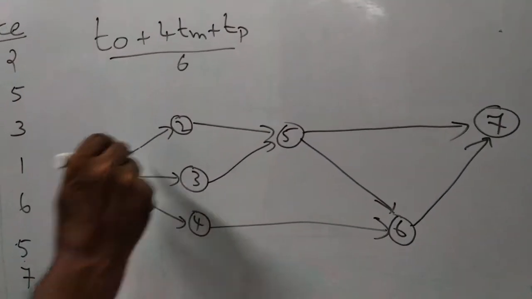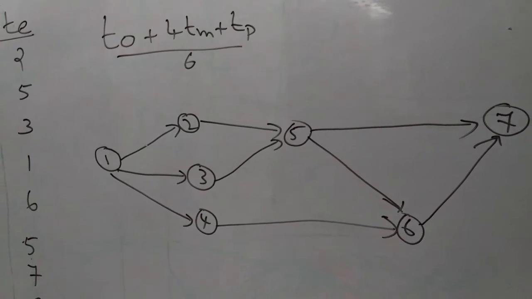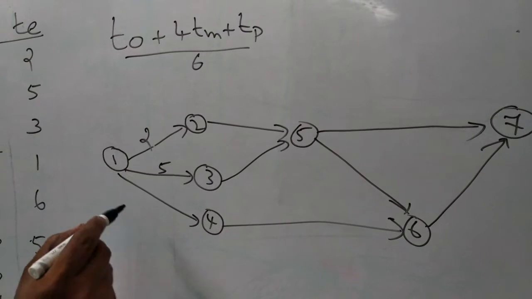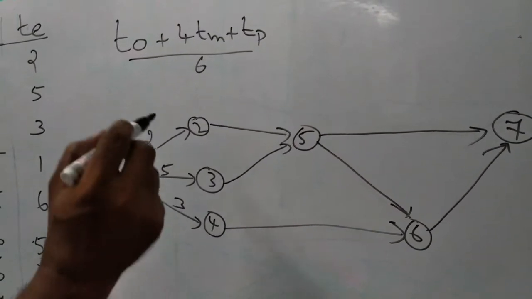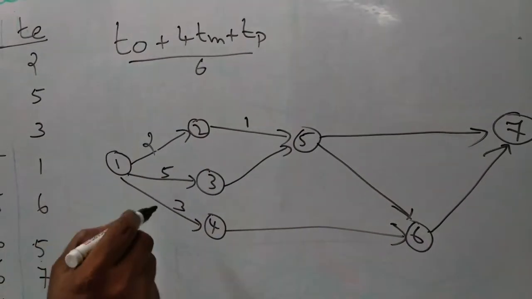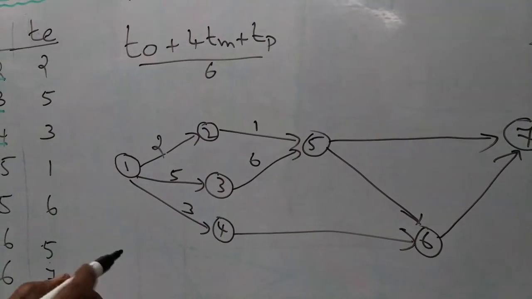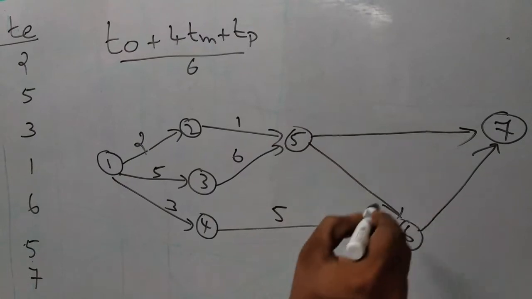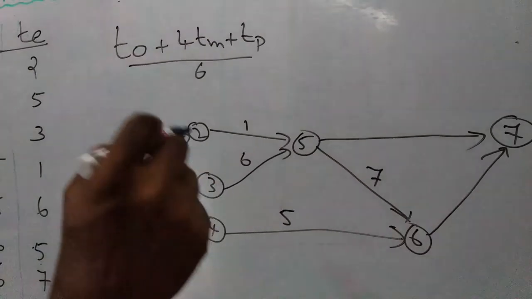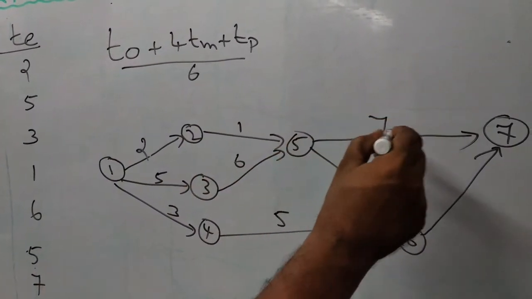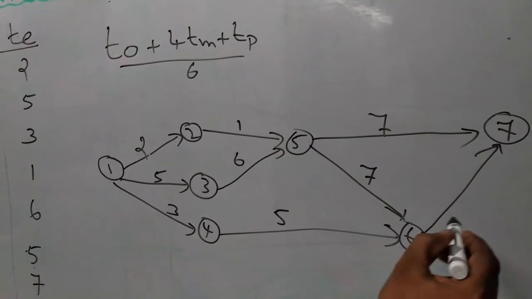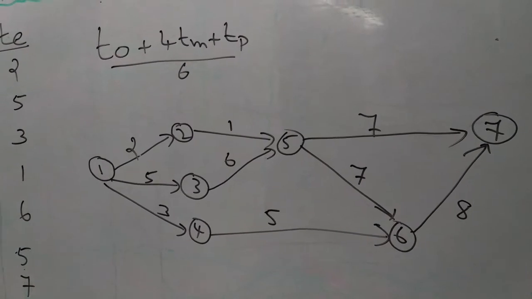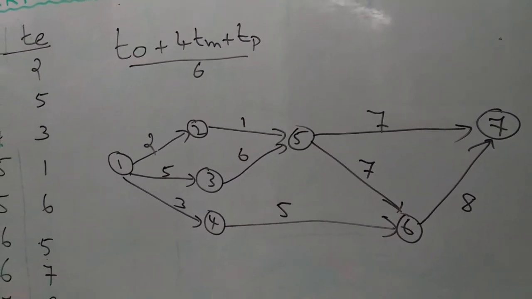That is, 1 to 2, it is 2; 1 to 3, it is 5; 1 to 4, it is 3; 2 to 5, it is 1; 3 to 5, it is 6; 4 to 6, it is 5; 5 to 6, it is 7; 5 to 7, it is 7; and 6 to 7, it is 8. So for each activity, we allocate its time element.